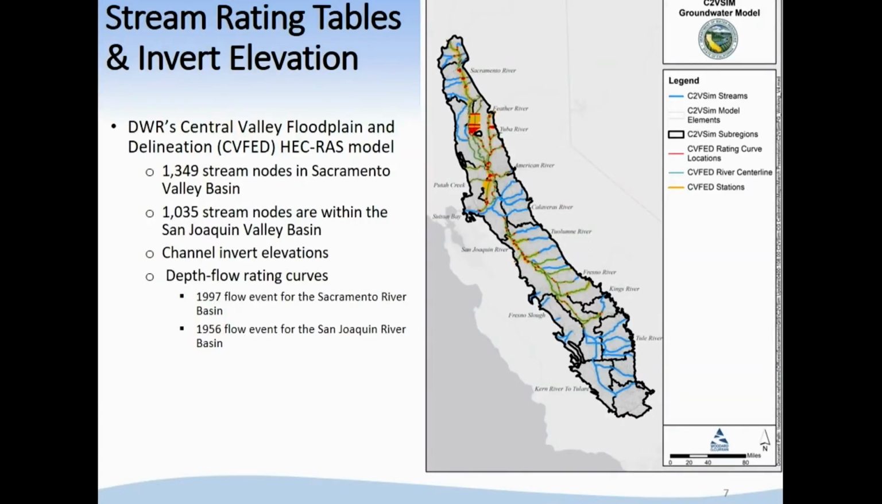So that ends up being more than 1,300 stream nodes in the Sacramento Valley, and more than 1,000 nodes in the San Joaquin Valley that cover the C2VSim stream nodes. The information from the CVFED model was basically transformed into C2VSim, and that ended up being our channel invert elevations and also the flow rating curves in the model. For the flow rating curves, I believe they used the 1997 flow event for the Sacramento Valley rating tables, and the 1956 flood event for the San Joaquin River Basin, again for the rating tables.